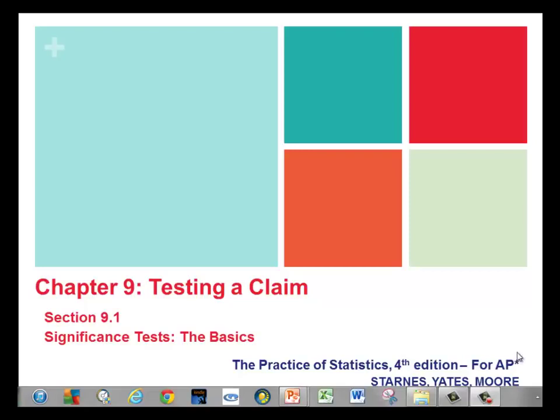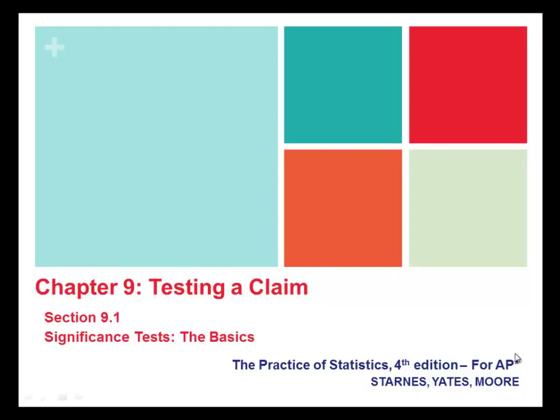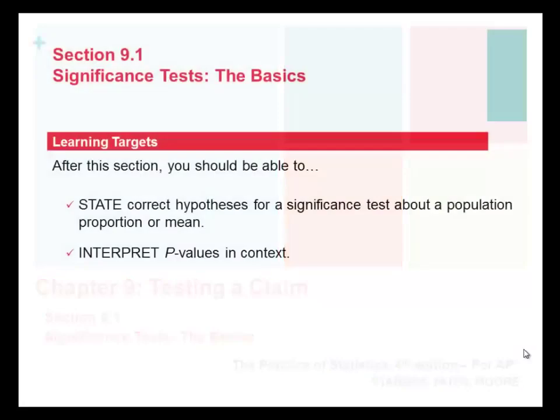Chapter 9 is on testing a claim. Section 9.1 is going to cover the basics to doing a significance test. In this section, we're going to learn how to state correct hypotheses for a significance test about a population proportion or a mean. And also in this section, we'll look at interpreting a p-value in context of the problem.